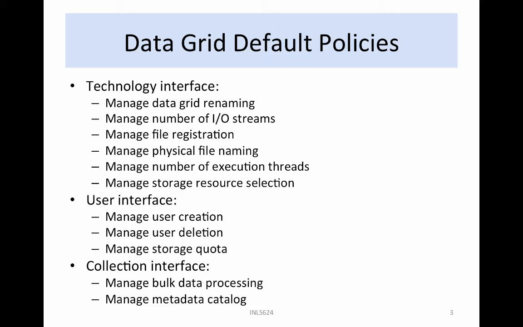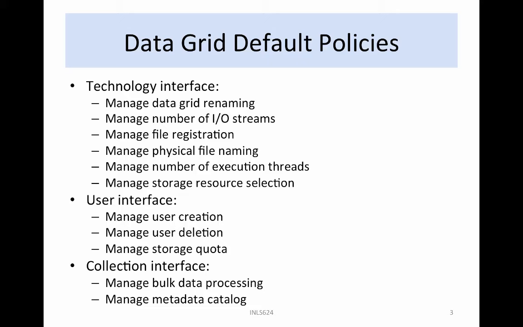For interacting with technology, you needed to manage data grid renaming, number of I/O streams, file registration, physical file naming, number of execution threads, and storage resource selection. For managing interactions with users, we had to manage user creation, user deletion, and storage quotas. For managing collections, we had to manage bulk data processing and a metadata catalog. Several of these policies manage interactions between the data grid and external technologies.